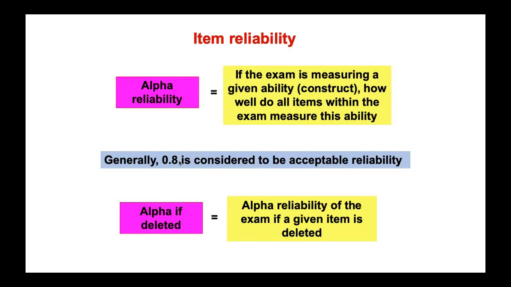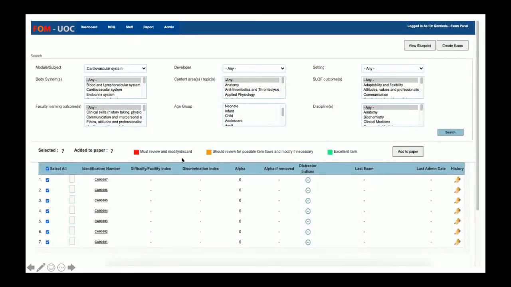So that's all, but the important thing is the interpretation. Now, as you saw, this is the same platform that I showed you earlier. We have difficulty or facility index, discrimination index, alpha for the entire exam, and alpha if removed. And for each distractor, now for MCQs there are 5 options. 1 is the right answer, 4 are distractors. So that distractor analysis also is given. I will show you another screenshot for it.